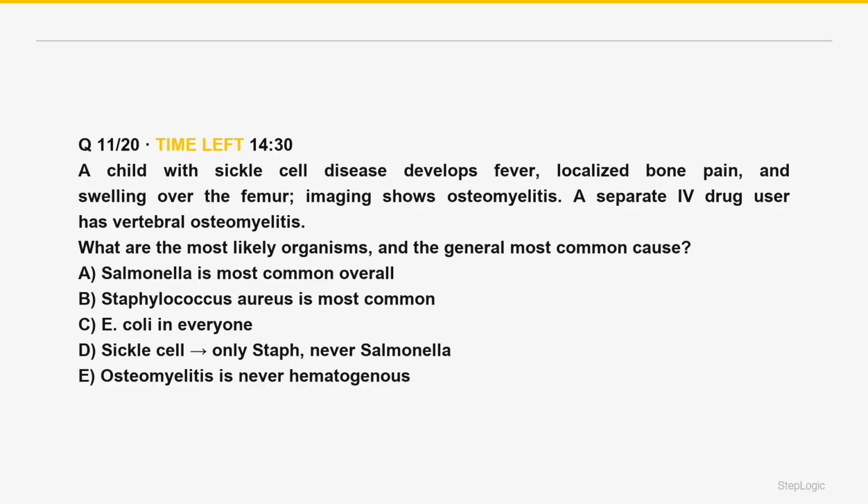What are the most likely organisms and the most common cause in general? A child with sickle cell disease develops fever, localized bone pain, and swelling over the femur. Imaging shows osteomyelitis. A separate IV drug user has vertebral osteomyelitis. Read the command: organisms and most common cause. Osteomyelitis: S. aureus, most common overall. Sickle cell leads to Salmonella. IV drug use leads to also Pseudomonas. Hematogenous spread in children, metaphysis.